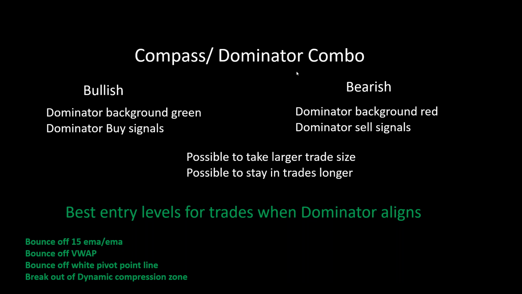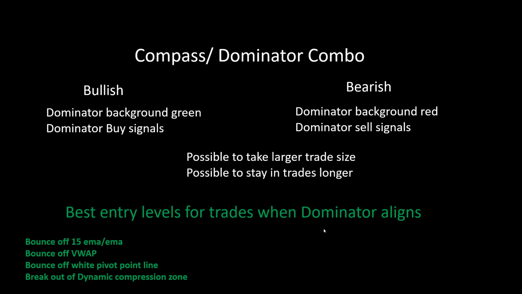Now, if the Dominator is not bullish or bearish, but it's just neutral, then you're going to focus on the Compass system alone and look for the highest probability trade setups, looking for stocks that have institutional buying or selling in them.